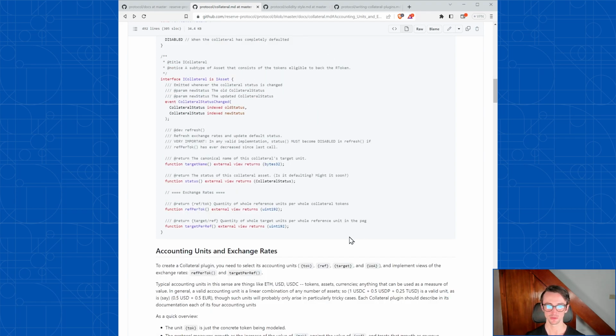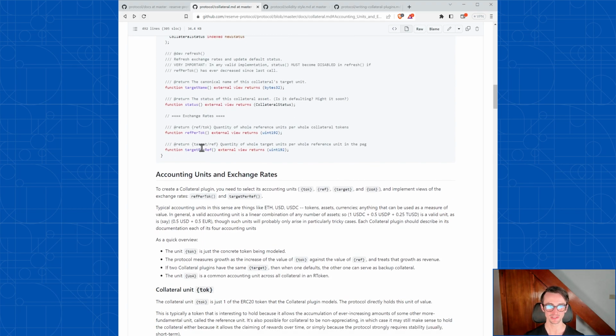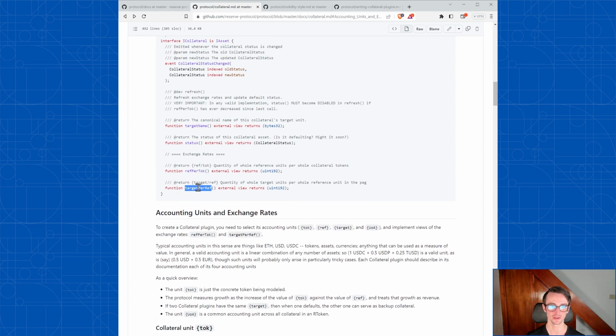Okay, exchange rates. So I'm going to assume that you have read about our unit notation at this point, or at least we'll go back to it after if you're confused. There's basically two crucial exchange rates that you'll have to come up with. So I'll do the easier one first. Target per ref. This is usually just going to be a constant. Target per ref is the quantity of whole target units per whole reference units, and this could be documented more clearly, in the peg as intended. So this is not like empirically currently what is the price in the peg, but this is the intended exchange rate. So look, in almost every single case, this is going to be 1.